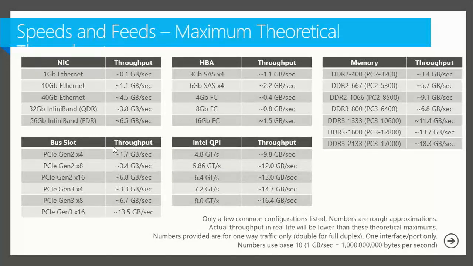You also have to look at your PCIe Gen 2 or Gen 3 slots because they also have limits. If you put this InfiniBand card here on a Gen 2 by 8 slot, you're going to be limited by the speed of the slot, not by the speed of the network. If you put a SAS 6 gig interface on a PCI Gen 2 by 4, you're going to be limited by that, not by the SAS HBA. You just have to keep those things in mind.